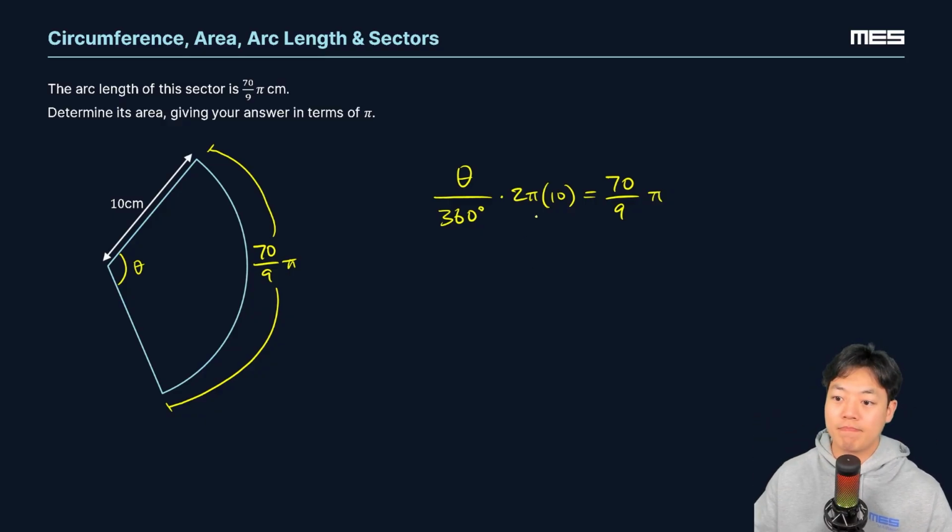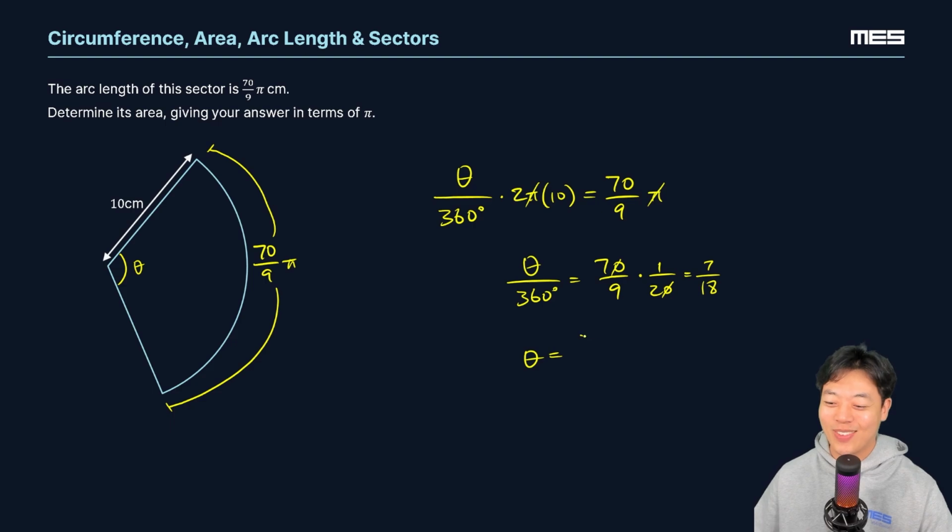Now, notice, pi's will cancel out from either side. I can divide both sides by 20. So I have theta over 360 degrees is equal to 70 over 9 times 1 over 20. These cancel, so I get 7 over 18. Now, in order to get theta, I can multiply both sides by 360, and this is where we start to smile because we notice 18 is a factor of 360. So I get 7 times 20, which is 140 degrees.